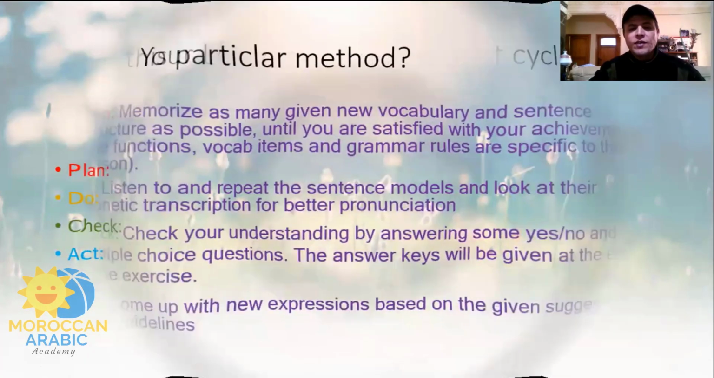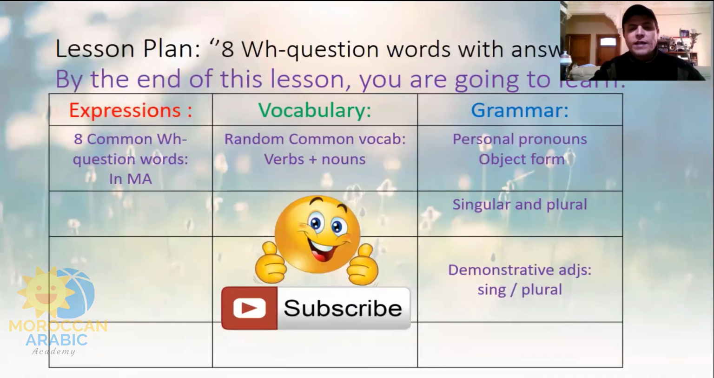So let's go to the lesson plan. By the end of this lesson, in the expression section, you are going to learn 8 WH question words in Moroccan Arabic. In the vocabulary section, as usual, you are going to learn random common vocabulary, verbs plus nouns. In the grammar section, as usual, you are going to learn personal pronouns, the object form and the subject form, singular and plural of nouns, verbs, and adjectives, and the demonstrative adjectives, the singular and the plural forms. So without much ado, let's dive into the lesson.